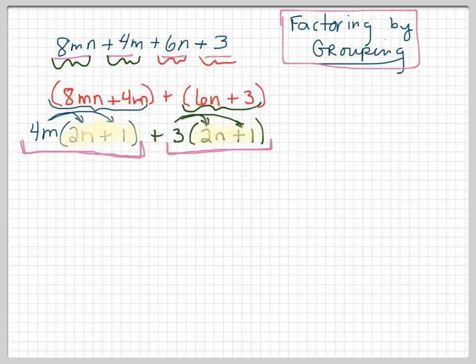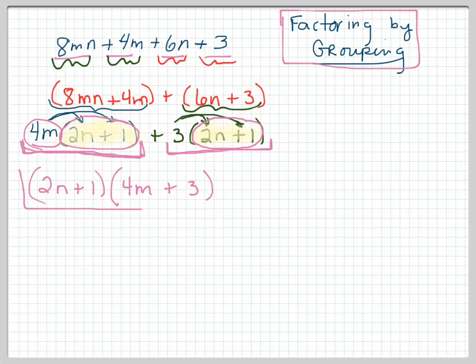So I grab that common factor and I'm going to pull it out of this first term. So I take this 2n plus 1, I pull it out in front, and I'm left with a 4m. And then I take the 2n plus 1 and it's pulled out of that one, and I'm left with 3. And I'm done. I have now got it written as a product of 2 binomials. This thing at the very top, this polynomial, is factored.